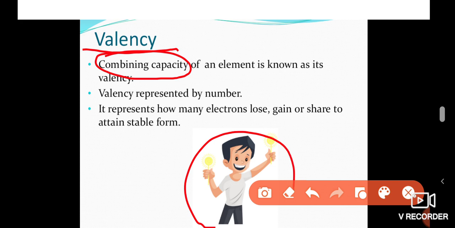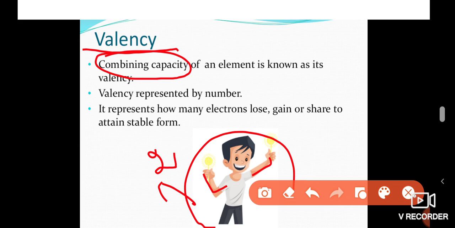Students, look at the boy. He has two hands, isn't it? By using his hands, he holds chocolates. By using his two hands, he holds two chocolates. So what is the combining capacity of this boy? 2, isn't it? Like that, each atom has combining capacity.